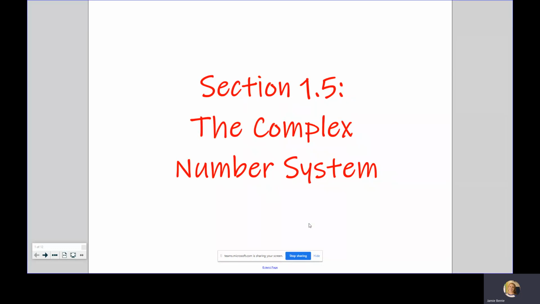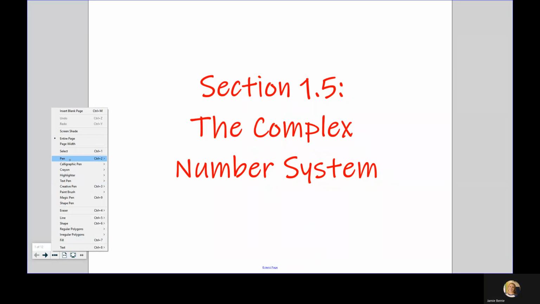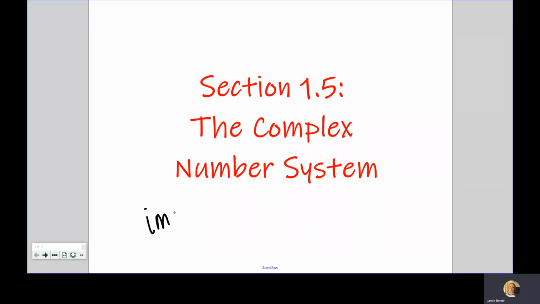In this video, we're going to go over section 1.5, which is called the complex number system. This whole section just deals with the imaginary number i. So we'll learn about the imaginary number i, and we'll learn about how to do operations with our imaginary number i, and how we simplify expressions that involve the imaginary number i.